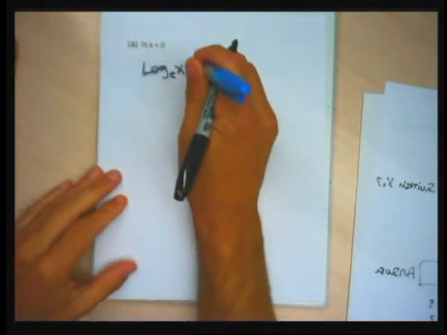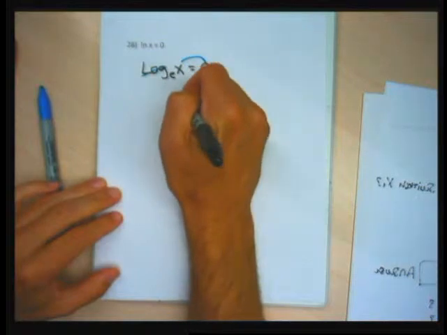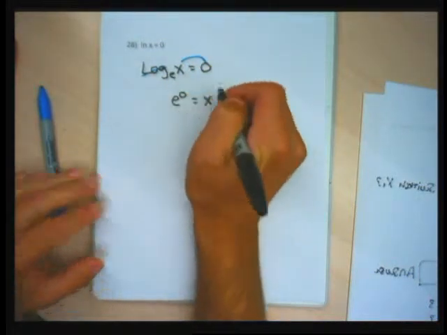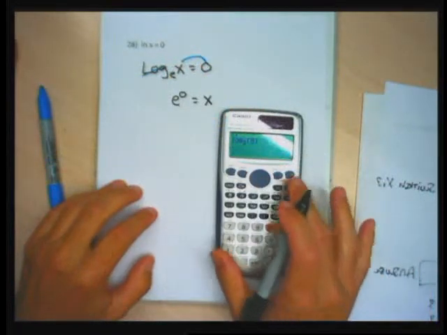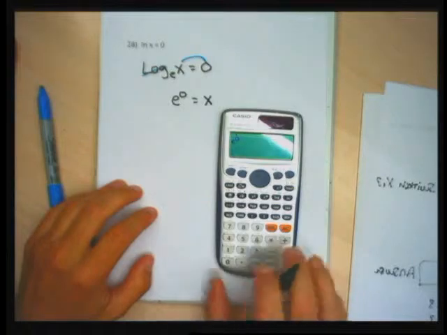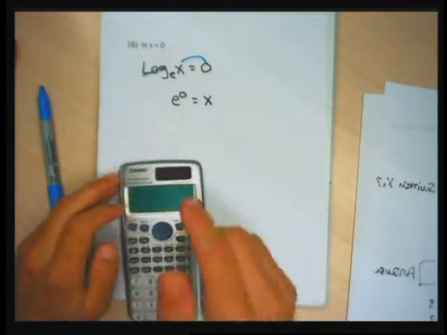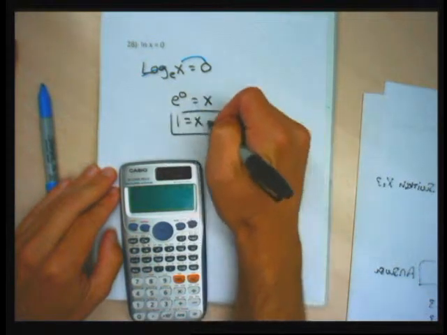So scratch out the log, switch the x and the 0. I'm going to write e to the 0 equals x. I don't need my calculator for that, but if I pulled out my calculator, it was not going to let me down. So I'm going to go shift ln e to the 0. Calculator tells me e to the 0 is 1 because anything to the 0 power is 1. That should be my answer.